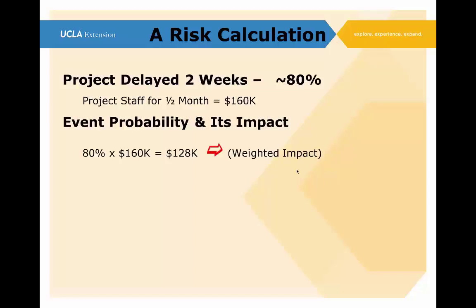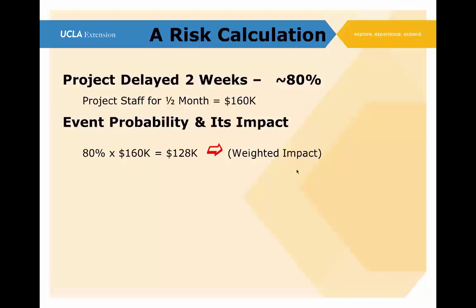Now we look at the event probability and its impact. We take the probability of 80% times the $160,000 for a half a month delay, and we multiply that together, and so the weighted impact is $128,000. It's 160,000 times 80%. So the weighted impact is 128,000.